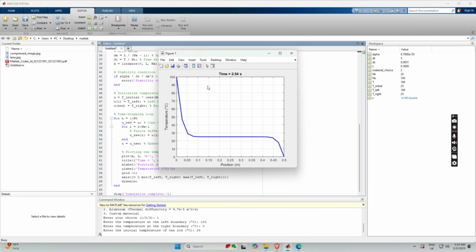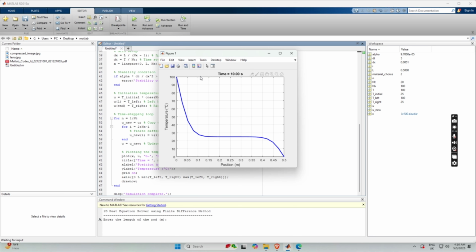Let's just try to break it down. We can see the left hand side of the copper rod is at 100 degrees Celsius and the right hand side of the copper is at 0 degrees Celsius, and the initial temperature or the room temperature we consider at 25 degrees Celsius. The x-axis of the graph is portraying the length from 0 to 0.5 meters, and the y-axis is portraying the temperature, which is 0 to 100 degrees Celsius.